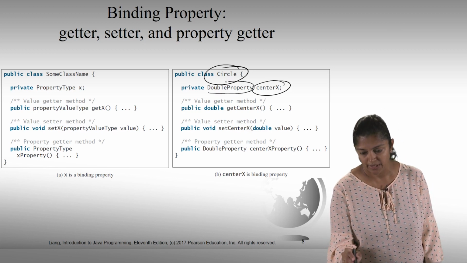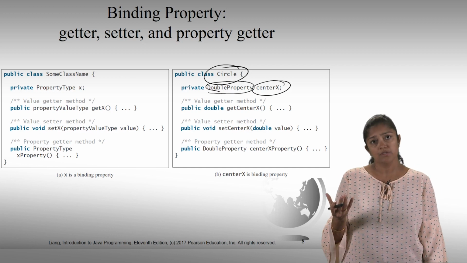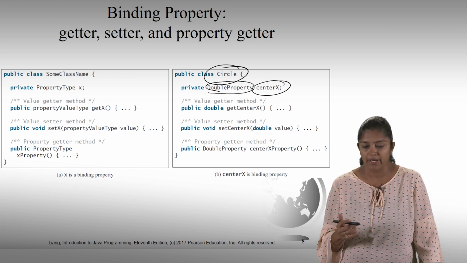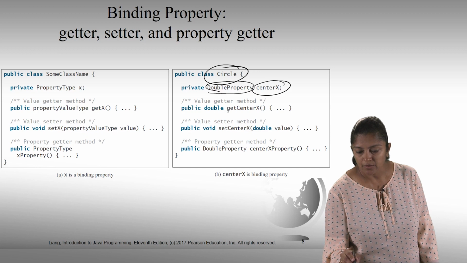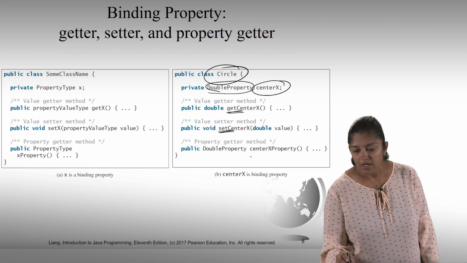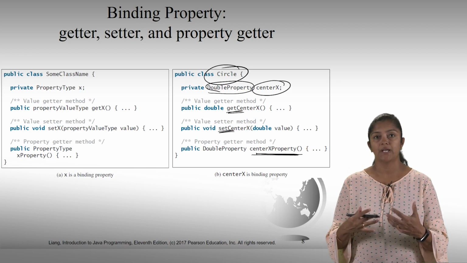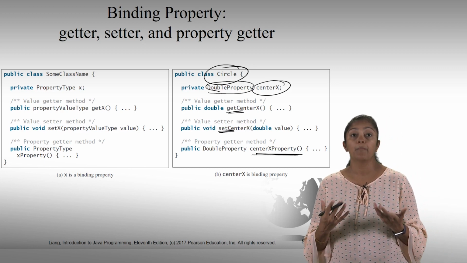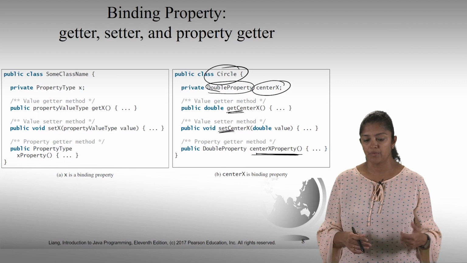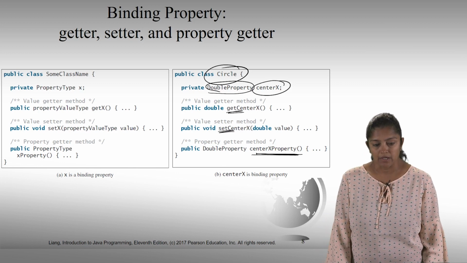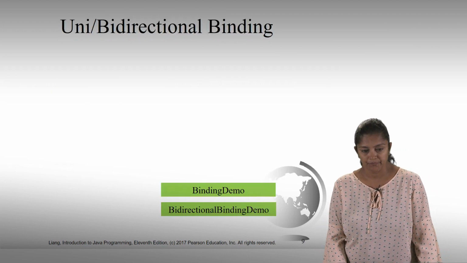So we're going to use the type DoubleProperty. It's going to be a double value that is a binding property. Then we have our usual get method and set method, but in addition to that, we also have a centerXProperty method. That's the property getter. We have to specify that on the classes as well.